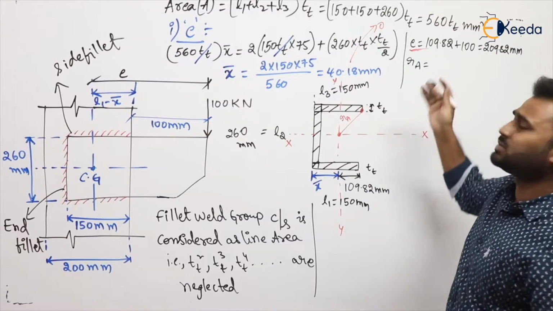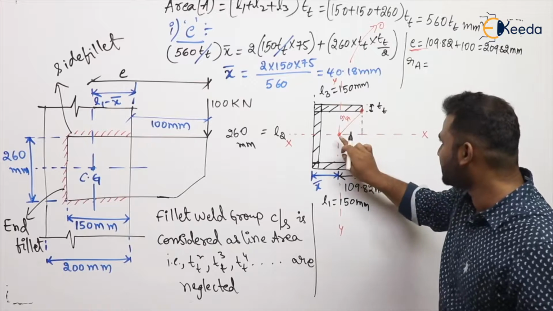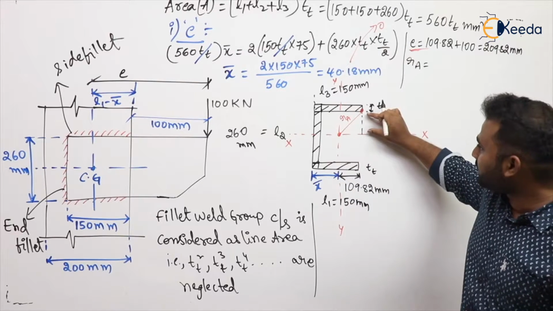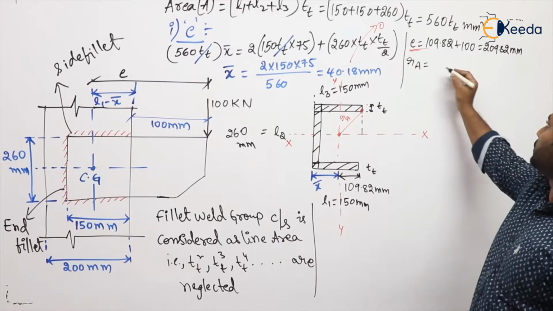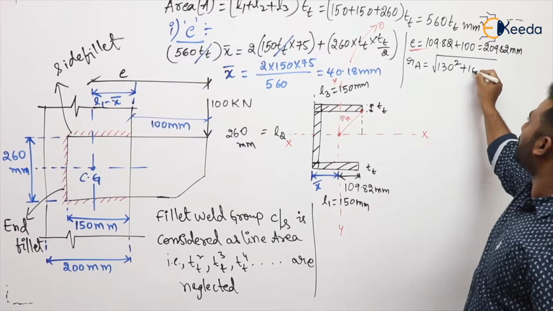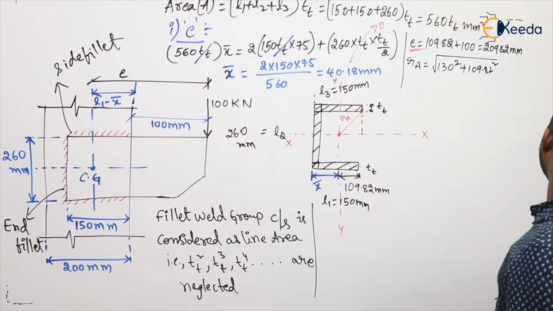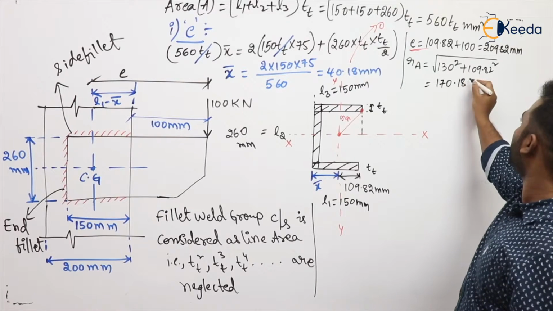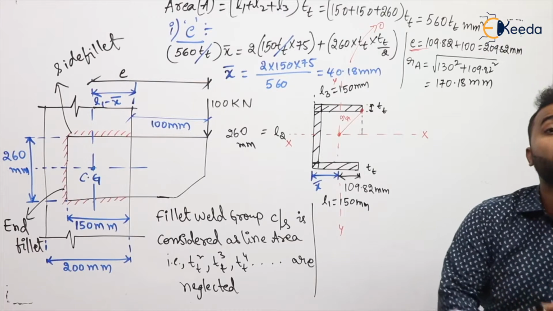By using a simple Pythagoras theorem. So this length is known to us. How much? 109.82. And this length is also known to us. This is half of L2, that is half of 260. So under root 130 square plus 109.82 whole square, the radial distance comes out to be 170.18 mm. This is the maximum radial distance of that weld group from its CG.